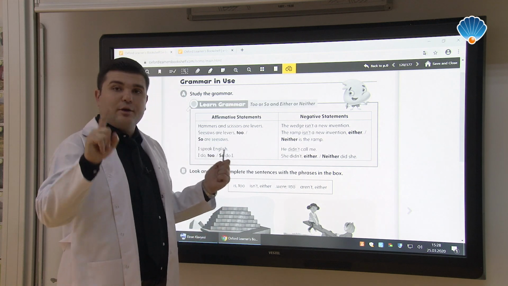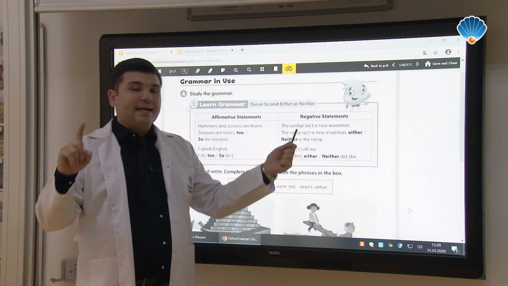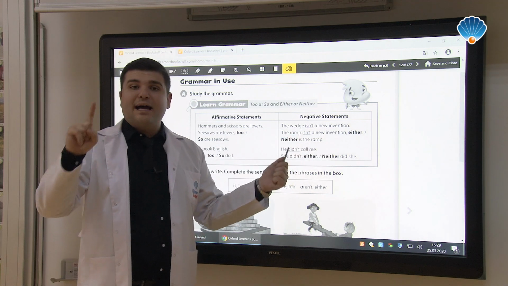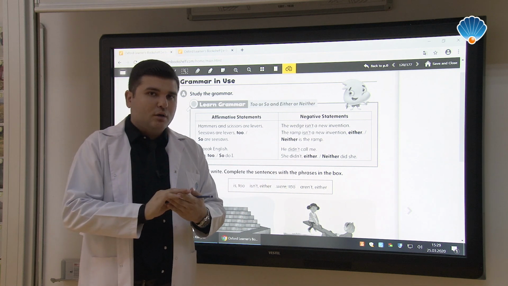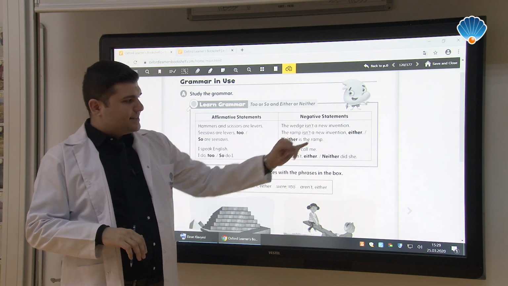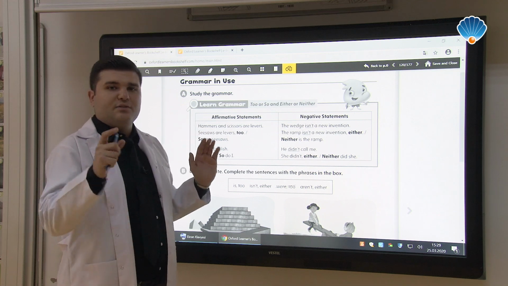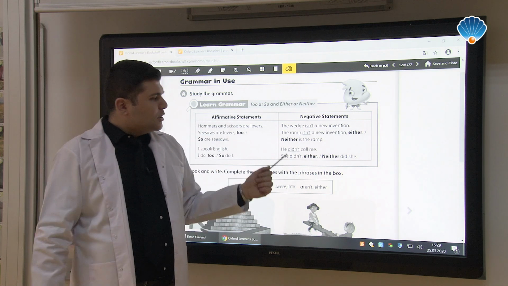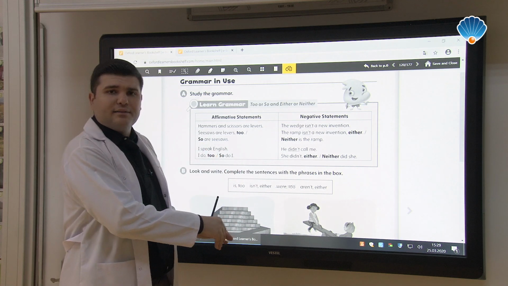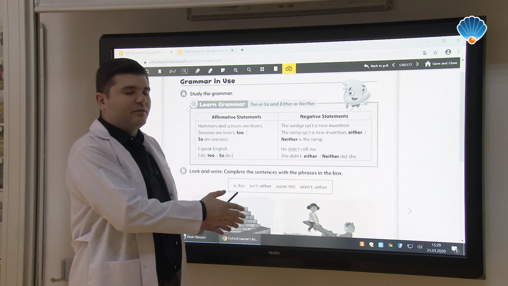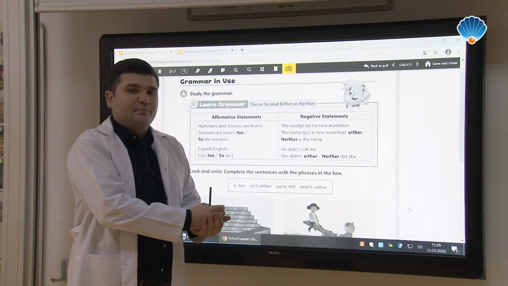For the positive, you are using too and so. And for the negative meanings, you are using either and neither. Don't forget. Just write it down, take some notes, okay? You can just actually write the same chart like here. It's very actually important. So let's look at one more time, and then we will just move on with the exercise below.